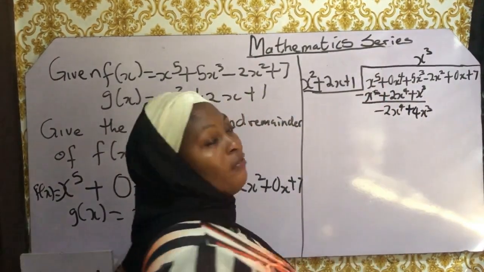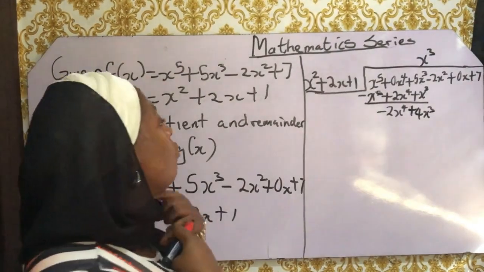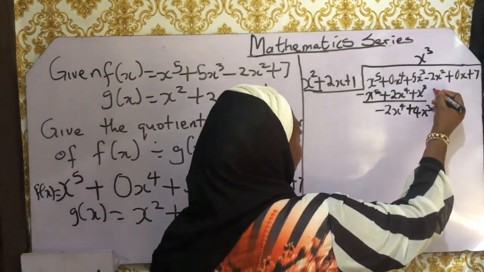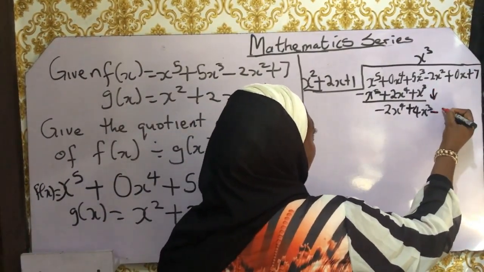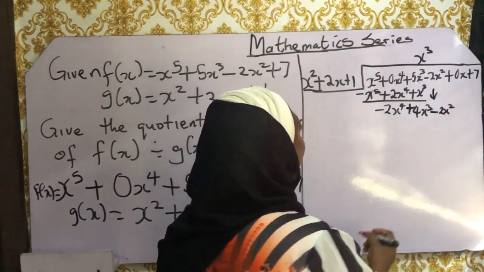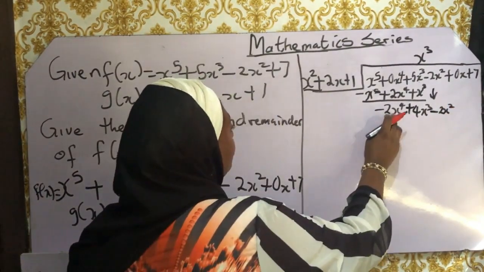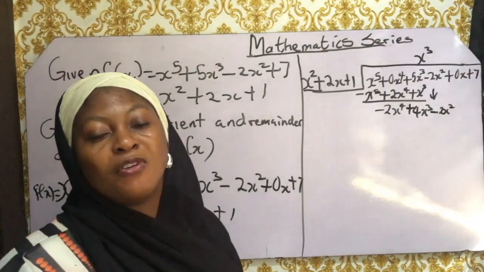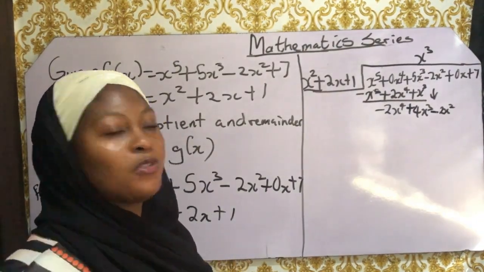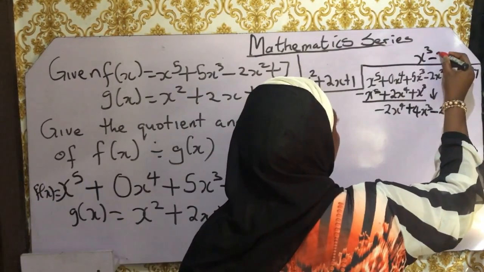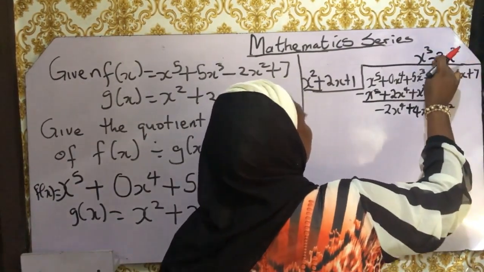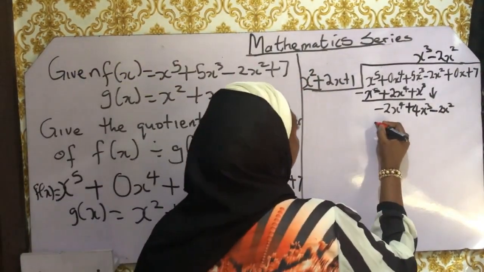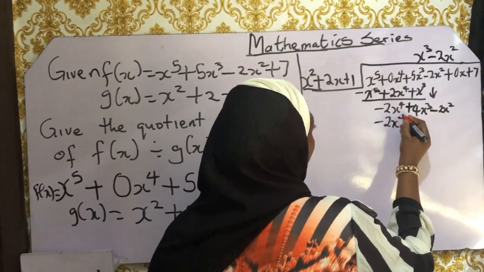And x to the power of 5 minus x to the power of 5 will give you 0x to the power of 5. So you bring this down. So you have minus 2x to the power of 2. So negative 2x to the power of 4 divided by x to the power of 2 gives us negative 2x to the power of 2. So we have minus 2x to the power of 2. Negative 2x to the power of 2 times x to the power of 2 gives negative 2x to the power of 4.